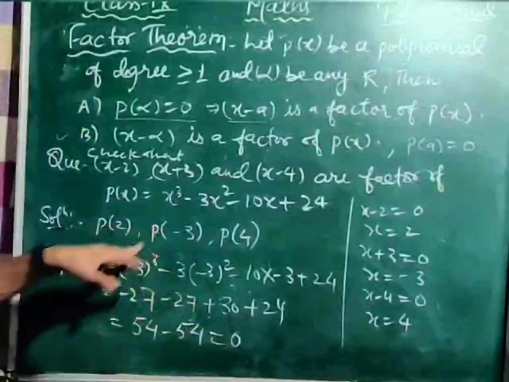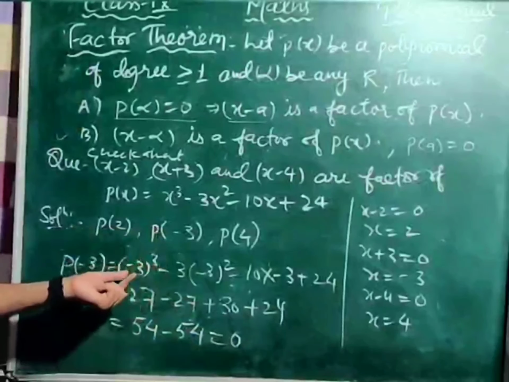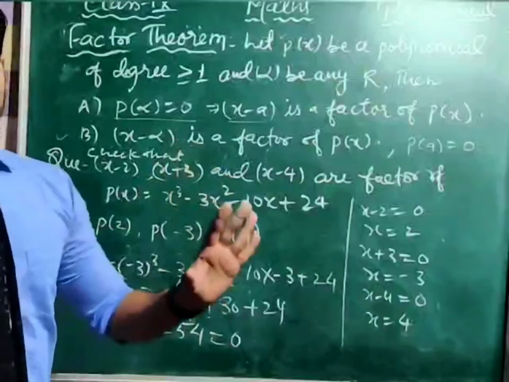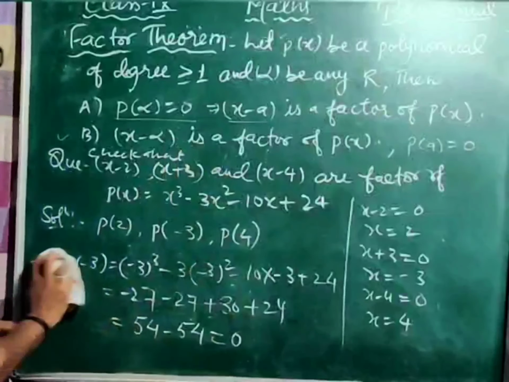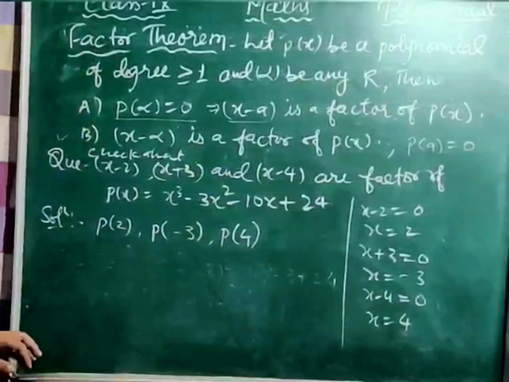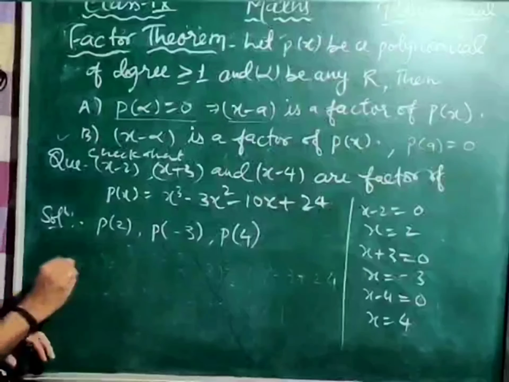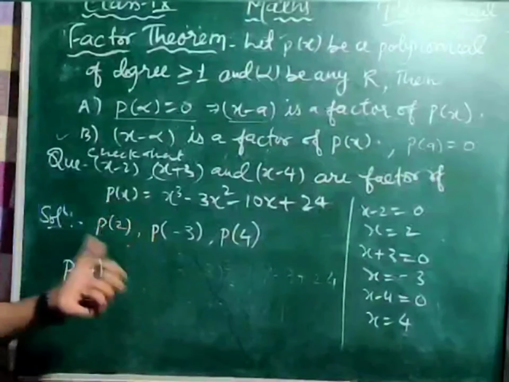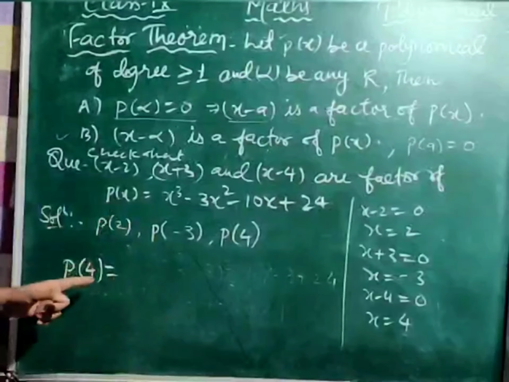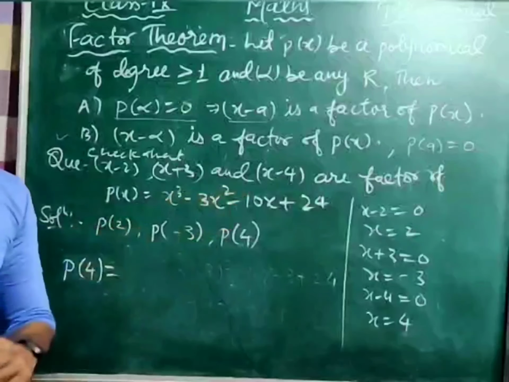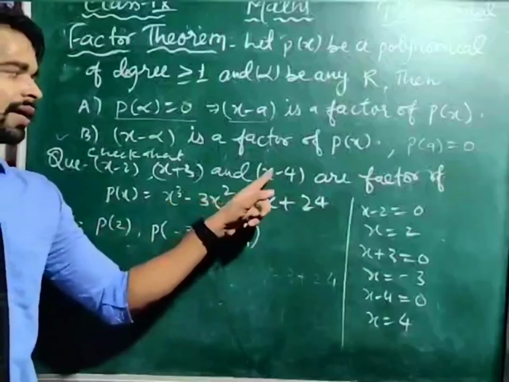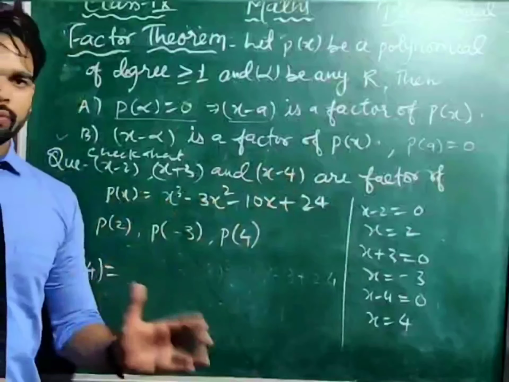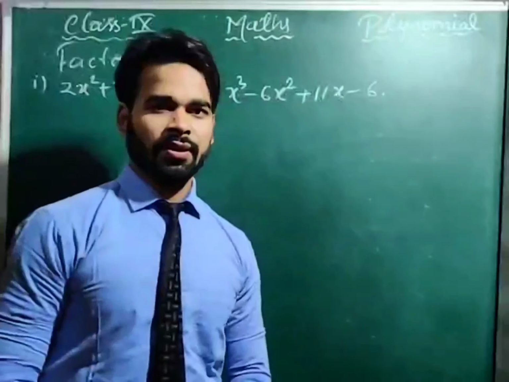So you will say that p(-3), we are putting the value x = -3, we will get 0. So x + 3 is also a factor of the given polynomial. So this is the factor theorem, not too difficult. Now similarly we will do it for 4, and I am not going to do that. You will put down the value of 4 instead of x, and if you are getting 0, you will say that x - 4 is also a factor of the given polynomial. Such types of questions you will solve.